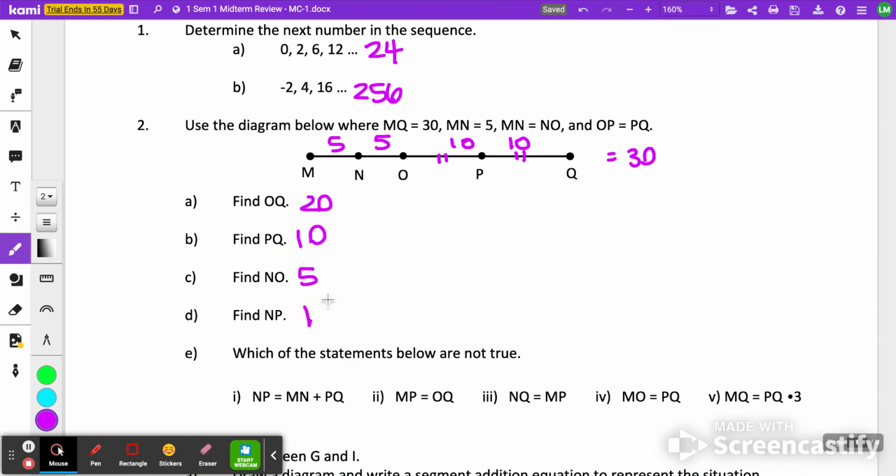And NP is 15. So now looking at the below statements, which of the following are not true? It should be option 3. NQ is not equal to NP. If you add NQ, 5, 10, and 10, that's 25, where MP is only 20.